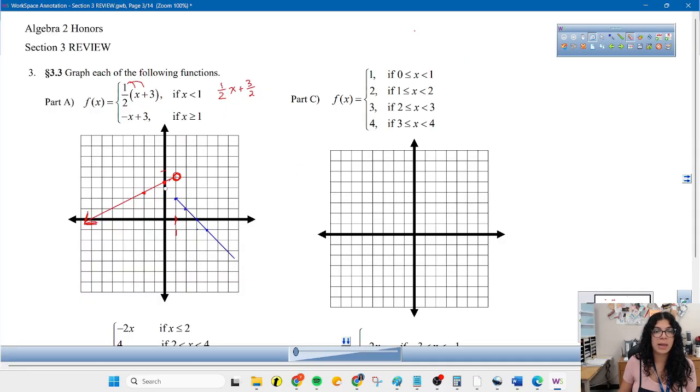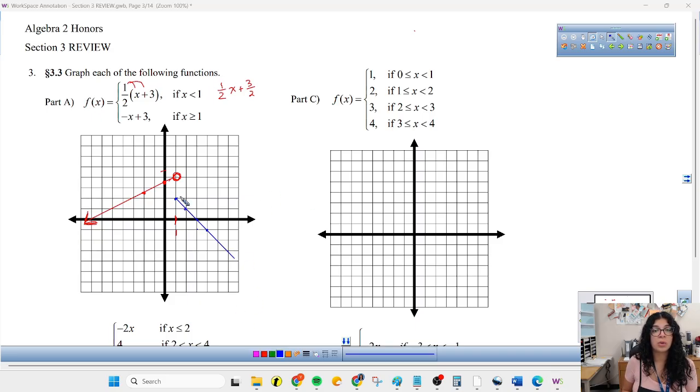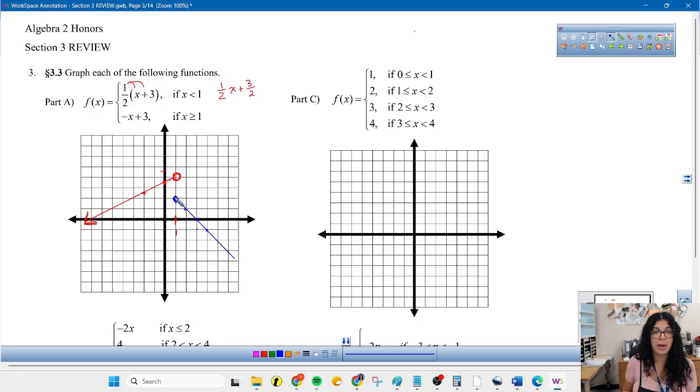I would erase any part that is on the left. Now it is greater than or equal to 1, so it will be closed on the x value of 1. And then arrow on the right because it will continue to the right of 1. As long as x is greater than 1, we're going to be using that line.